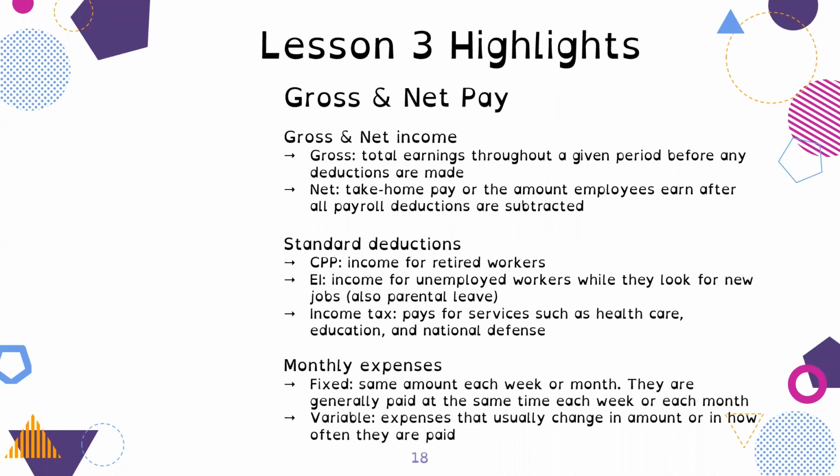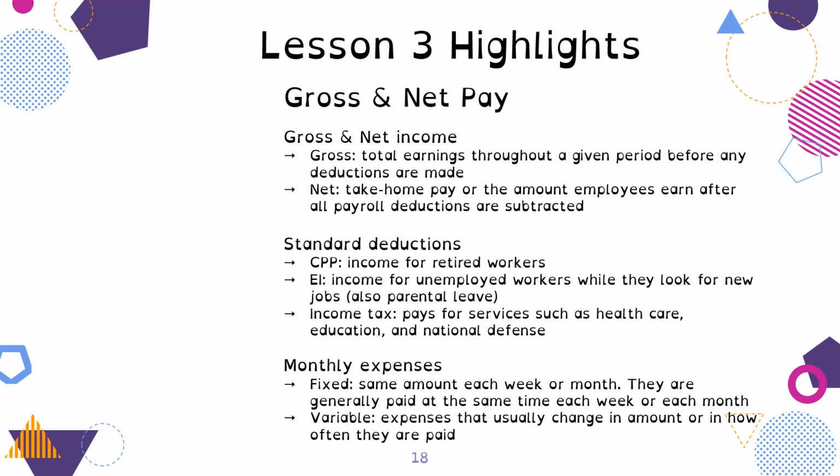We talked about monthly expenses, particularly fixed and variable expenses. Fixed means that it's the same amount each week or each month, and they are generally paid at the same time each week or each month. So you know it's going to happen, you know how much it's going to be, you know when it's going to happen. The variable expenses are things that change in amount or when or how often you pay them. Some of them you can sort of predict are going to happen, but you don't know exactly how much it's going to be or exactly when you're going to need to pay it.